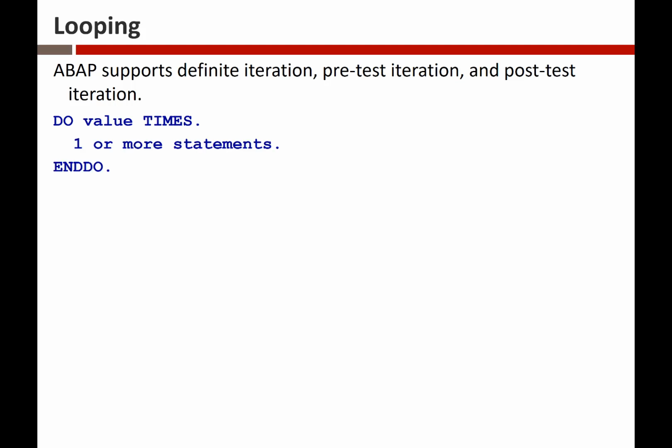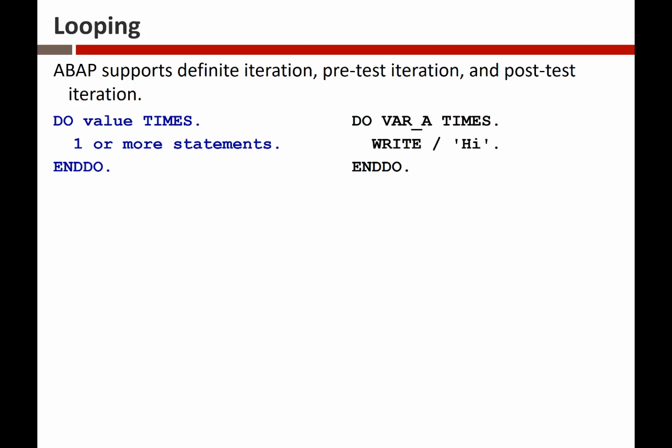Definite iteration is done with the DO statement. And the syntax here is pretty straightforward. DO, and then either a variable or a literal number of times, and then however many times we want to do something, or whatever it is we want to do, and then END DO closes out the DO loop. So an example of this code would be something like this. DO var_a TIMES. WRITE 'hi'. ENDDO.